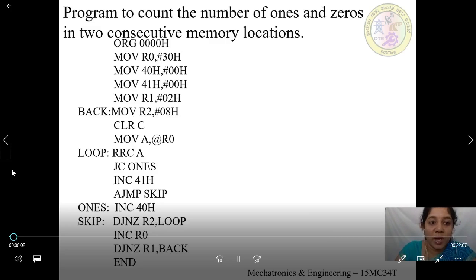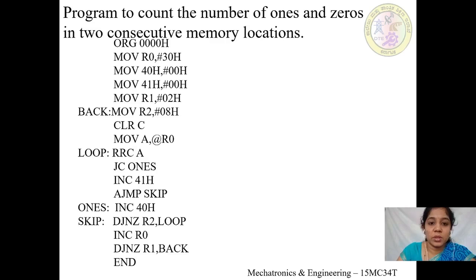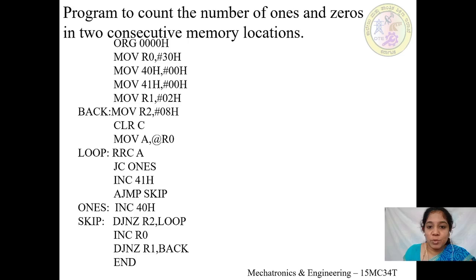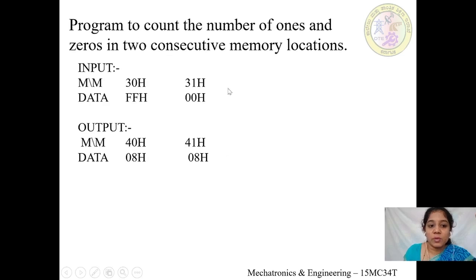Now the next program is a program to count the number of ones and zeros in two consecutive memory locations. So here what is given? We have to count the number of ones and number of zeros in two consecutive memory locations. So here they have not given which memory locations. So we can assume wherever we want. It is up to the user.